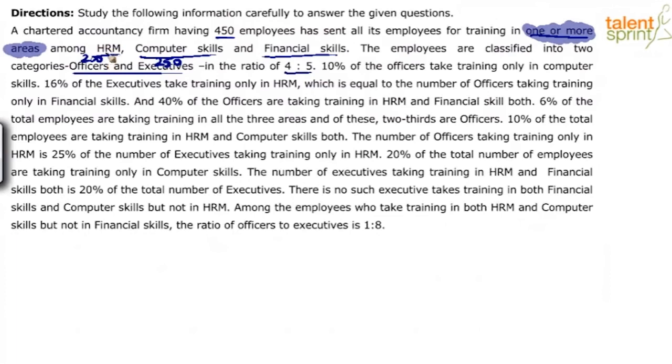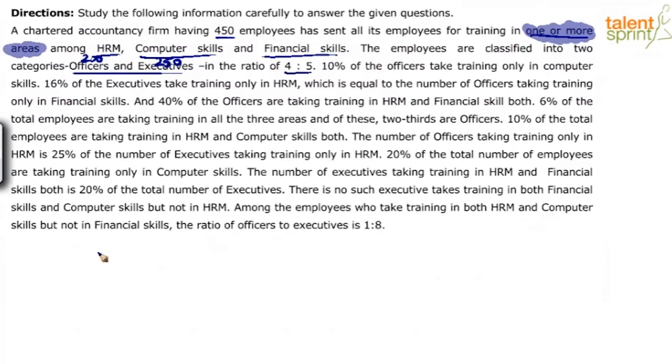And there are 3 categories: HR, computer skills, and financial skills. Remember, employees have been sent in one or more areas. So they can be in only HR, or only computer skills, or only financial skills, or more areas, which means some employees can be in HR and computer skills, some can be in HR and financial skills, some can be in computer skills and financial skills, and a few of them can be in all the 3 areas. Right? So instead of drawing those Venn diagrams and all that, let's keep it simple. I'll give you an easier way of getting answers.